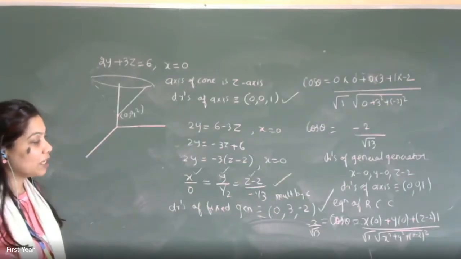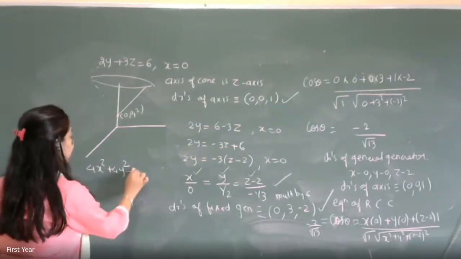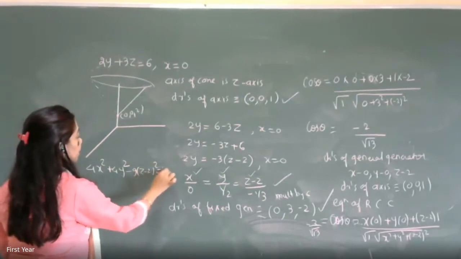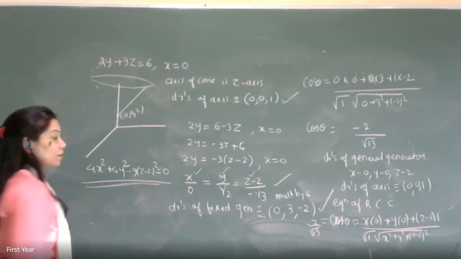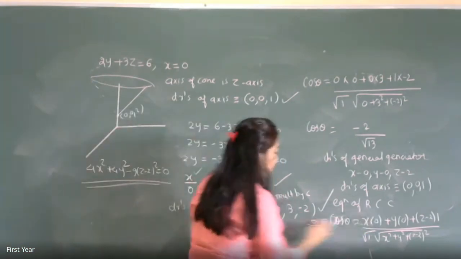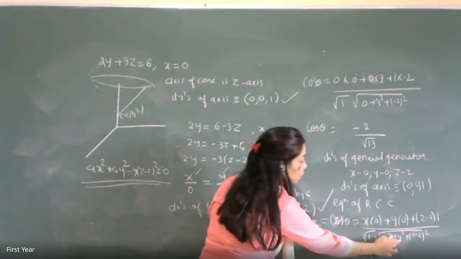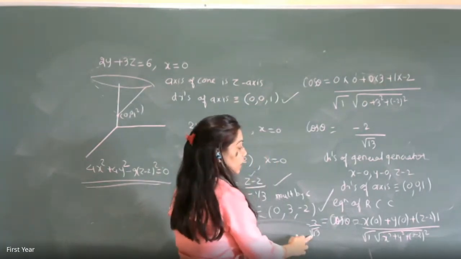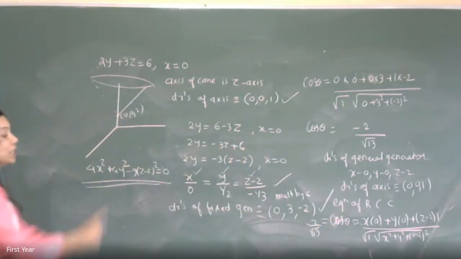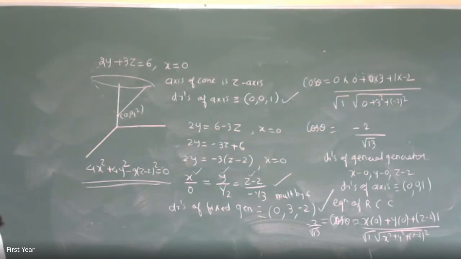Can you tell me the final answer? It is very easy. 4x square plus 4y square minus 9 into z minus 2 the whole square. Correct. This is the answer, because the x and y terms are going to become 0 here. This will become 4x square plus 4y square plus 4 into z minus 2 square, and this is 13. 4 minus 13 is minus 9. That's your answer. Clear everyone? Yes, ma'am.